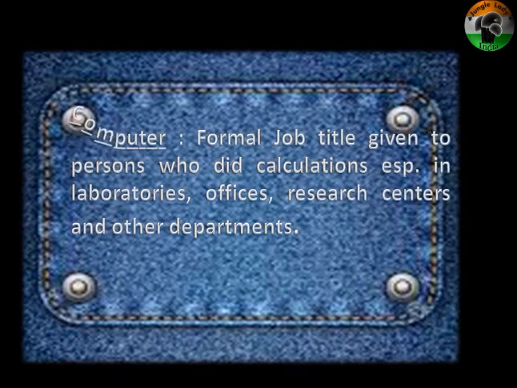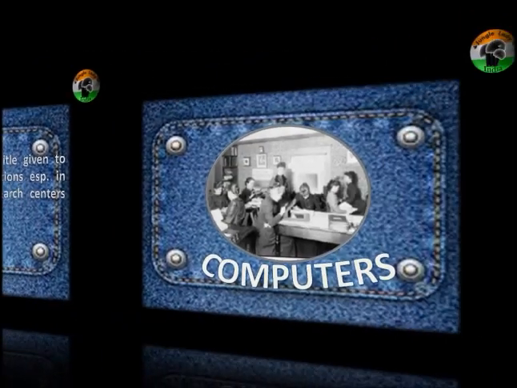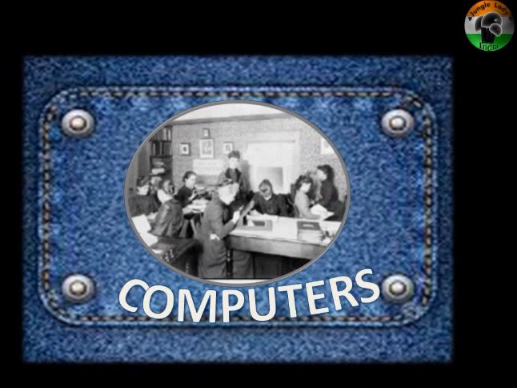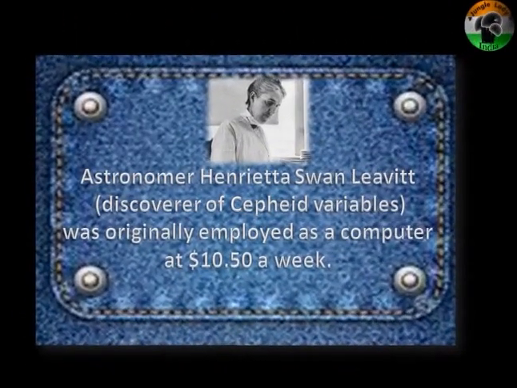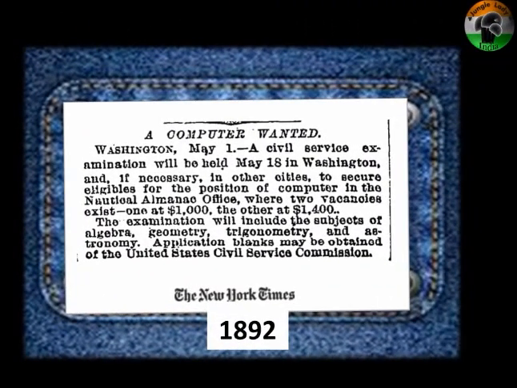In those days, computer was a formal job title given to persons who did calculations, especially in laboratories, offices, research centers, and other departments. So like doctor, professor, engineer, computer was a job title. This image taken from Wiki shows a group of women computers at Harvard Observatory. Astronomer Henrietta was originally employed as a computer at $10.5 a week. This is another example showing a computer wanted.